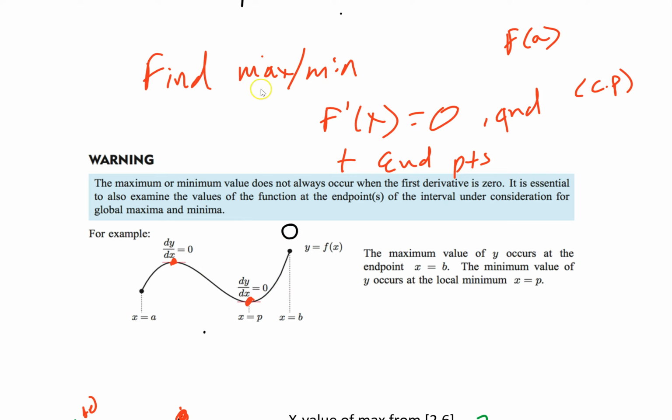So the general idea is, when you want to find the max or min, take the derivative, set equal to 0, find your critical points like we've always been doing since the beginning. And then this time we also have to check our endpoints. So that's a big new thing: check your endpoints.